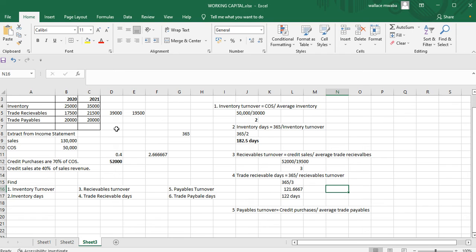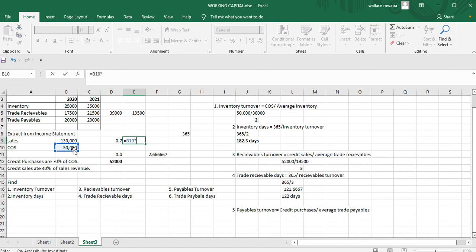All right. So what are our trade payables here? 20,000 in 2020, 20,000 in 2021. So 20,000 plus 20,000, that's 40,000. 40,000 divided by 2, that is still 20,000. So average would be 20,000. Then we said credit purchases are 70% of cost of sales. So we're going to find 70% of the cost of sales, 0.7. 50,000 multiplied by 0.7, we get 35,000. All right, so our credit purchases are 35,000.